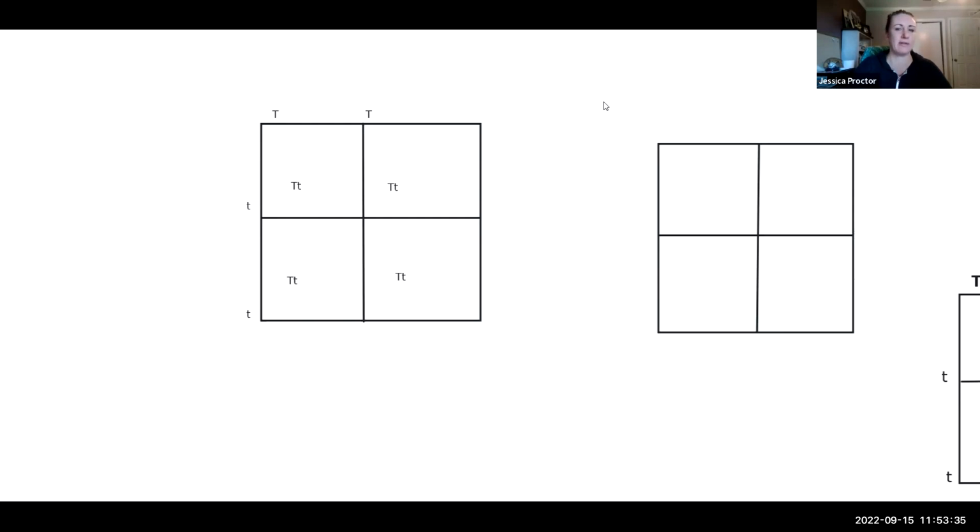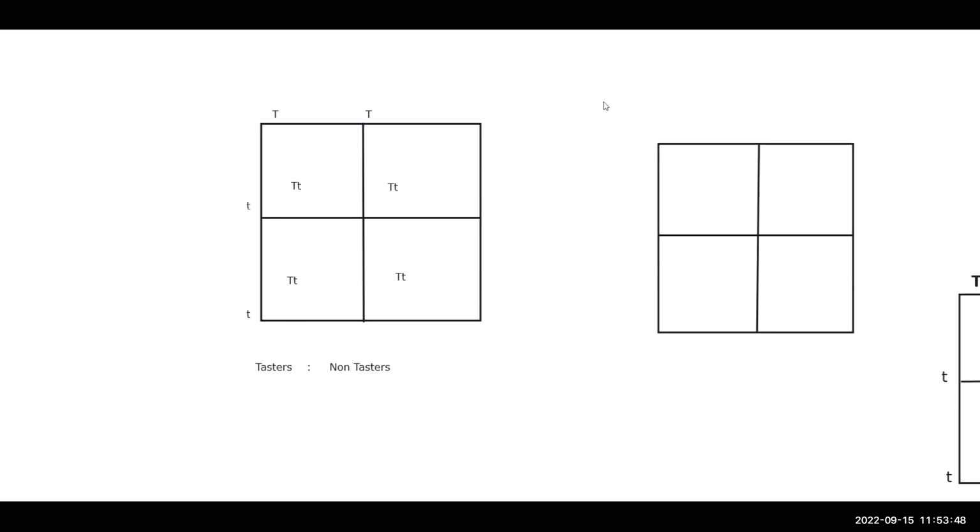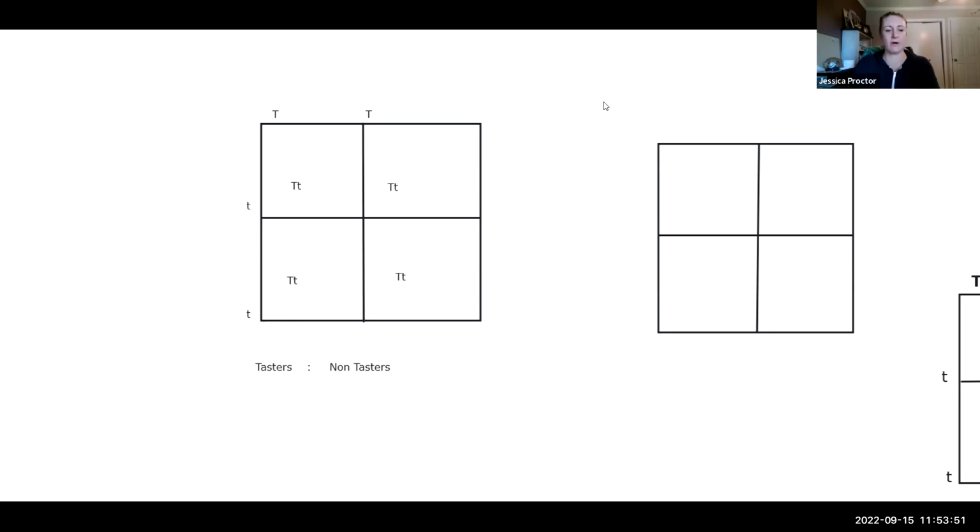So remember, tasting is dominant. So as long as there's at least one uppercase big T dominant allele, then that child will be a taster. So you guys tell me, out of those 4 little boxes, how many taster children would we have? 4. There's at least one big T for all of those children. So all of them will be tasters. None of them will be non-tasters. Or if you want to write it as a percentage, 4 divided by 4, 100%. So 100% tasters, and then 0% non-tasters. All right, you guys with me so far?